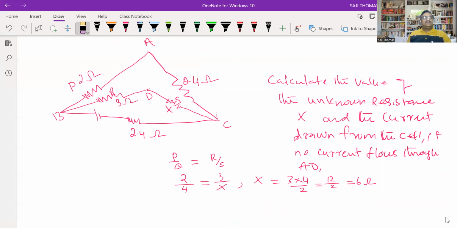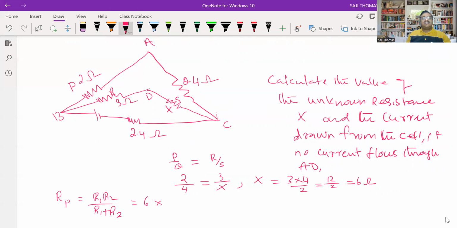So how will you find the parallel combination of resistance? The formula is R1 R2 divided by R1 plus R2. Here P is 2 and Q is 4. 2 and 4 in series means 2 plus 4, 6.